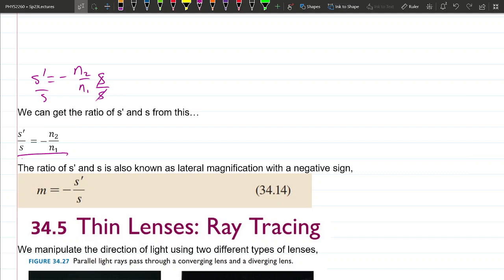This is s over s prime with the negative sign, if you bring this over, right? This is actually known as the lateral magnification. Don't worry about the lateral yet. Just think of it as magnification, because the object actually appears closer to you, right? So it's actually magnifying that object for you, which is kind of neat.